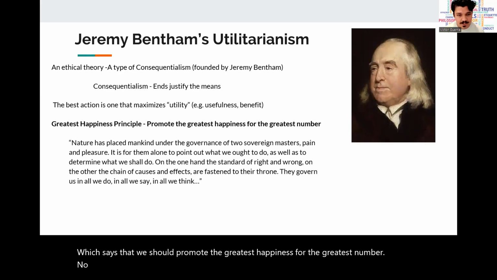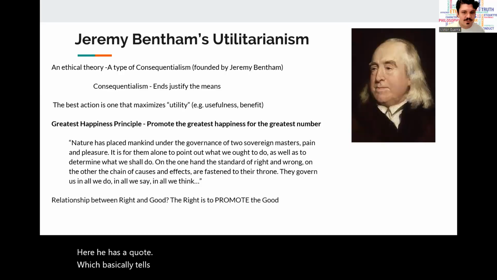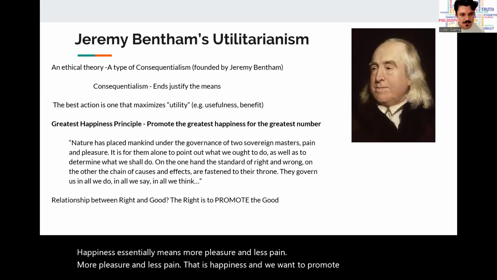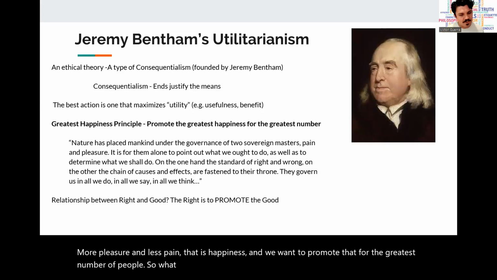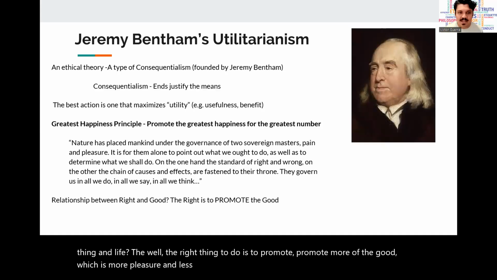Here he has a quote which basically tells us that happiness essentially means more pleasure and less pain. That is happiness. And we want to promote that for the greatest number of people. So what is the relationship between the right thing to do and the good thing in life? Well, the right thing to do is to promote more of the good, which is more pleasure and less pain, because that is happiness. That is utility.